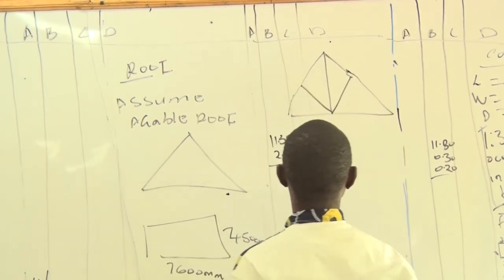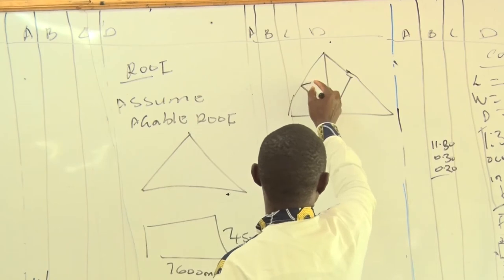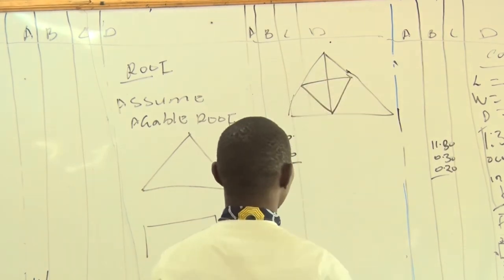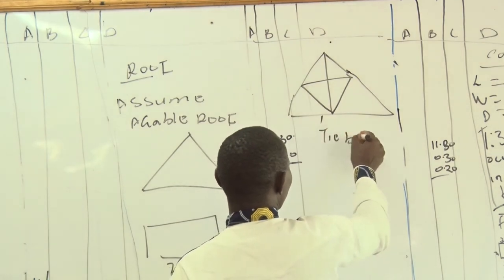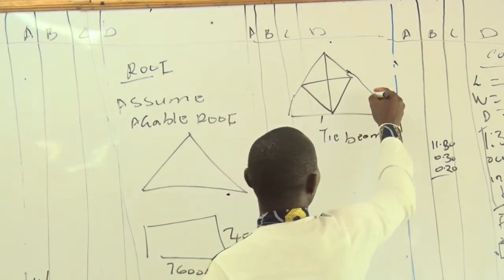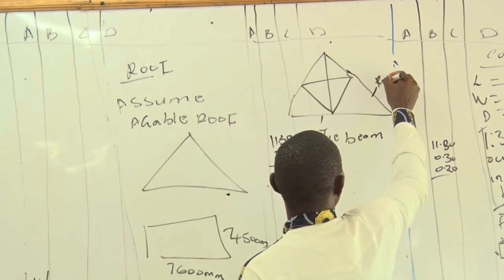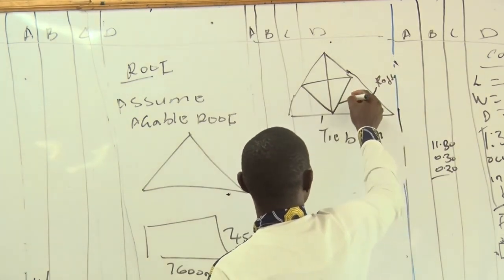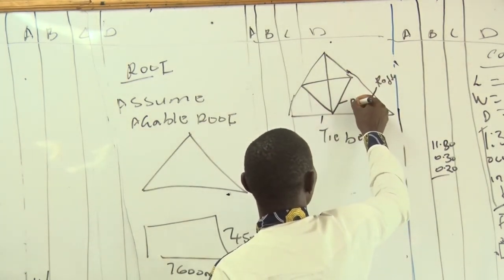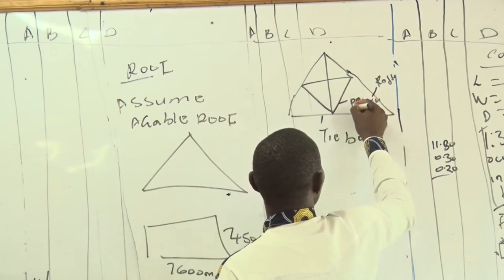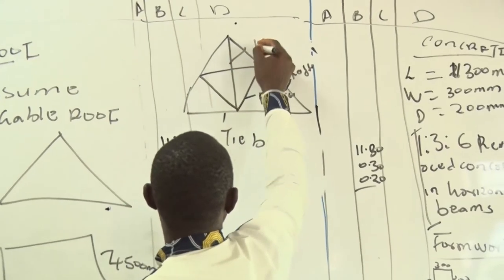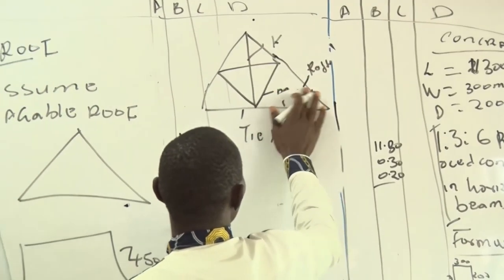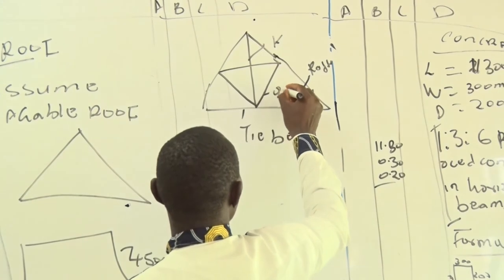We'll have what is called the string. So this is the tie beam. This is the rafters. This is the princess post. This is the king post. And this is the queen post.